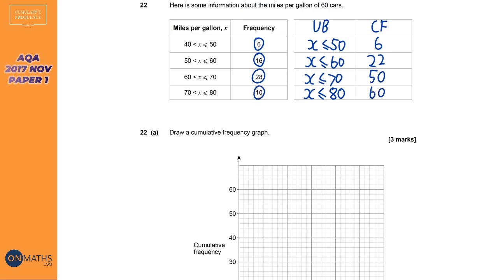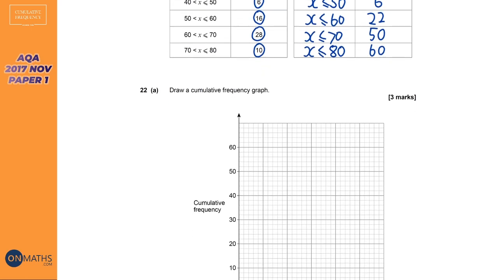Now this last number here should be the total amount of whatever it is that the question's on about. And this is talking about cars, so this should be 60 cars. And if you look at the question, it says that there's 60 cars. So we know we've got it right if we end up with 60. Next, we have to plot this onto our graph.